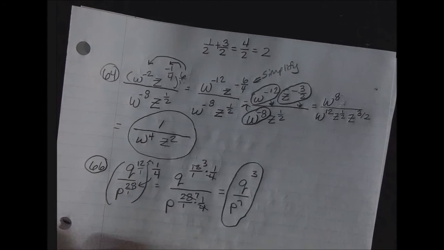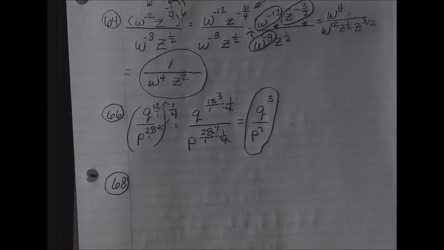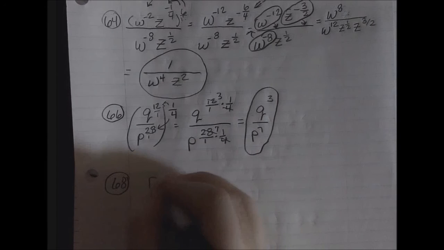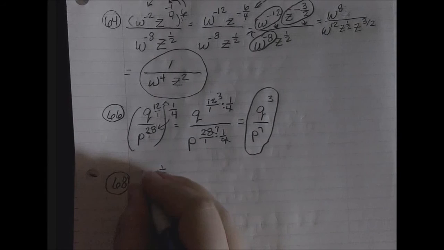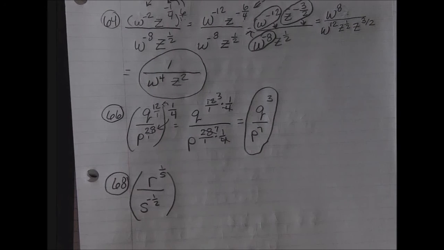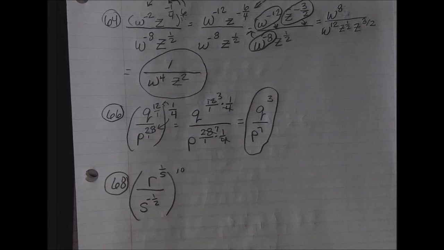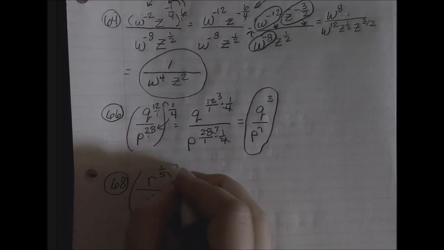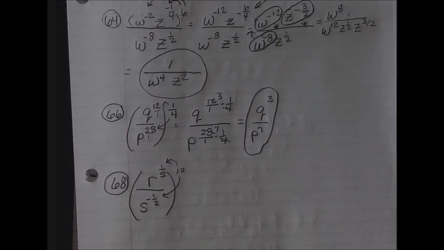Now, number 68. I have r to the 1/5 over s to the negative 1/2. And it's all being raised to the 10th power. So remember, I recommend that you go ahead and distribute first and then move your negative exponents. So I'm going to multiply this 10 times every exponent inside of my parentheses.